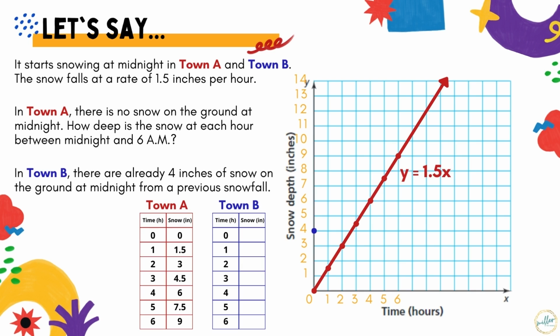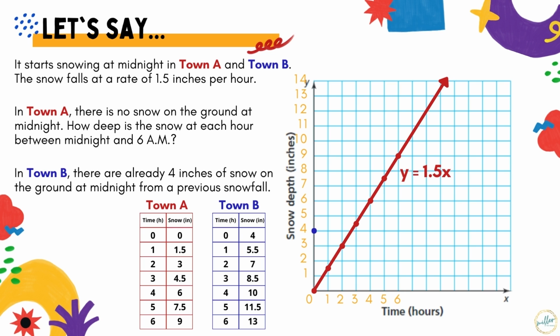In town B, there are already 4 inches of snow on the ground from a previous snowfall. Let's make a table and a graph showing how much snow will be on the ground after each hour in town B. You can see there's a blue point on the graph at 0, 4. That's because at 0 hours, which is midnight, there are 4 inches of snow on the ground. Now here's the table. 0 hours, 4 inches of snow.